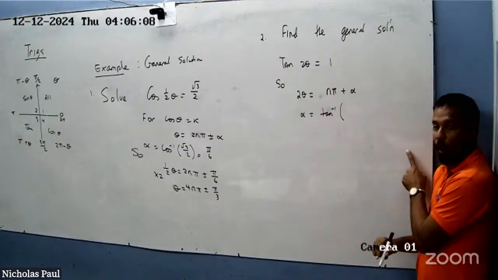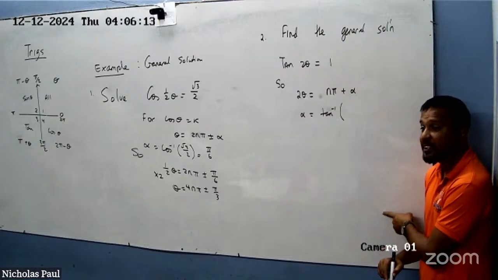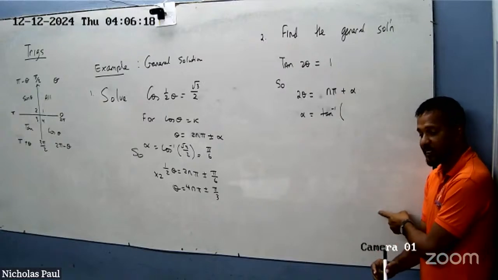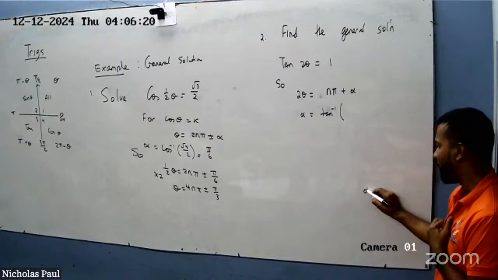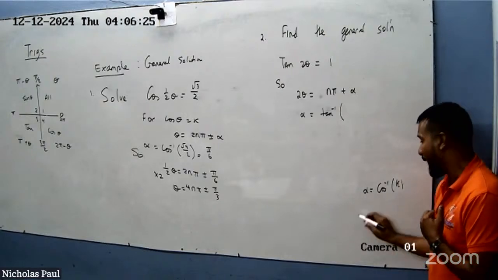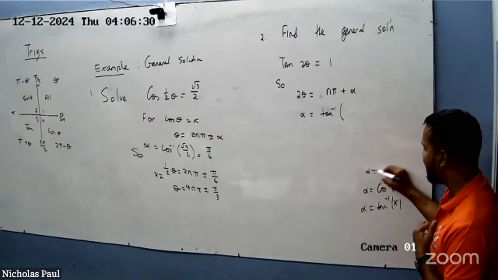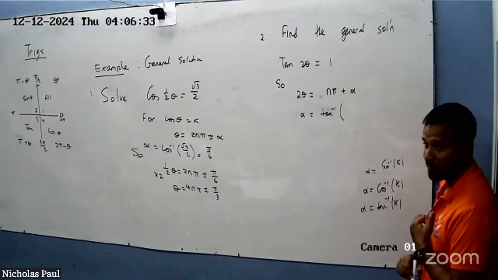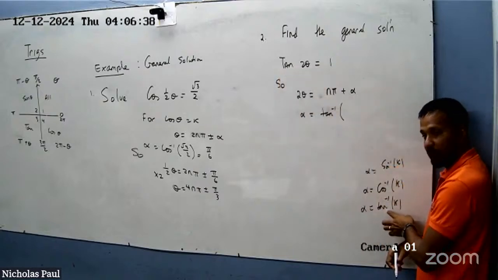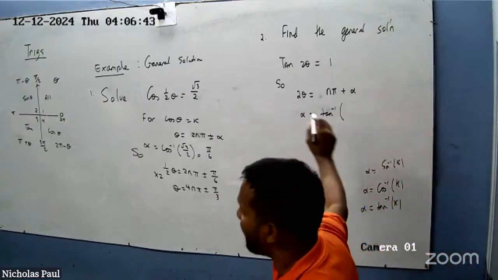Alpha for cos is cos inverse t. Alpha for tan will be tan inverse t. Alpha for sine is sine inverse t. Whatever the function is here, that's what you'll use here. Sorry about that, I should have written them out.